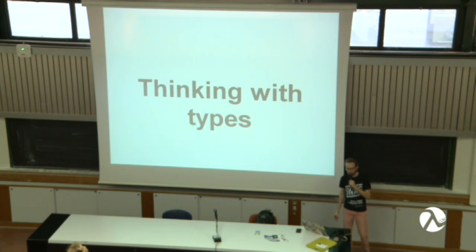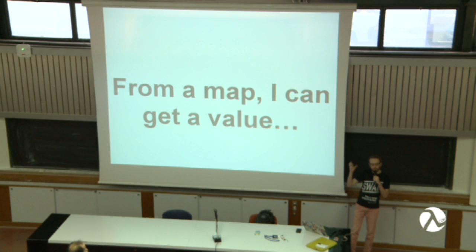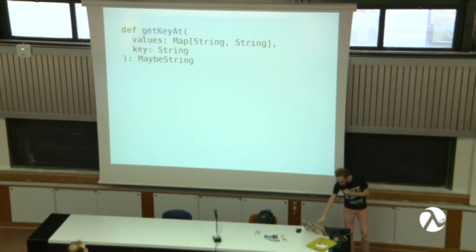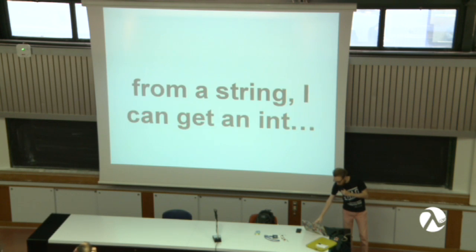So let's take a step back and try to think with types instead of just trying to imagine all the runtime errors. The first possibility of error is that when we get a map and we ask for a value from this map, you maybe have a value. If there is a defined key, then you get a value. Else, you don't get anything. So instead of just asking for a parameter, we can define a function where you give it a map and the key, and it will give you a maybe string, not a string or an exception or whatever. It's encoded in the type that maybe you won't have any result.